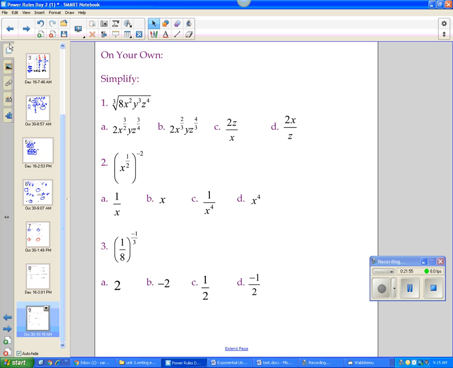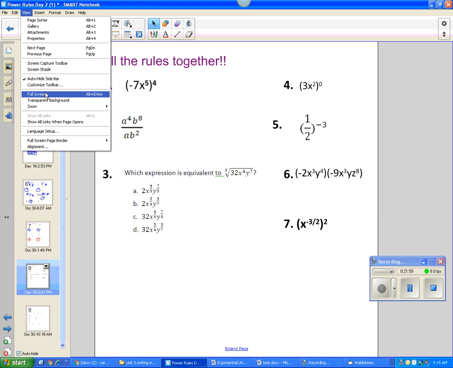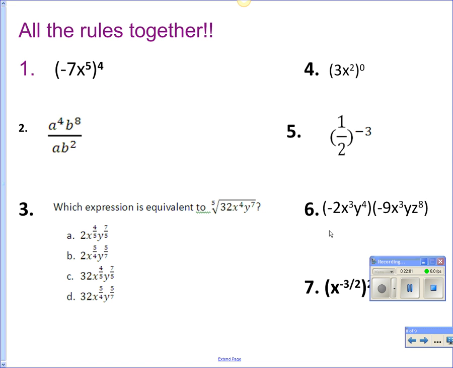Oh, I gotta fix this smartboard. Okay. Number 1, so this is review of everything. So this is what's going to be on the quiz tomorrow. All these rules together. So, number 1, I've got a 4 on the outside. Where does that 4 go? It goes with both of them. So draw your arrows.